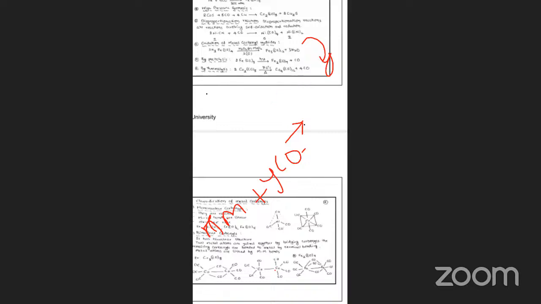Mononuclear carbonyls. Mononuclear means only one metal is there. For example, iron is the metal that binds with 5 COs, forming Fe(CO)5, the carbonyl. This is what mononuclear means: only one metal is there.